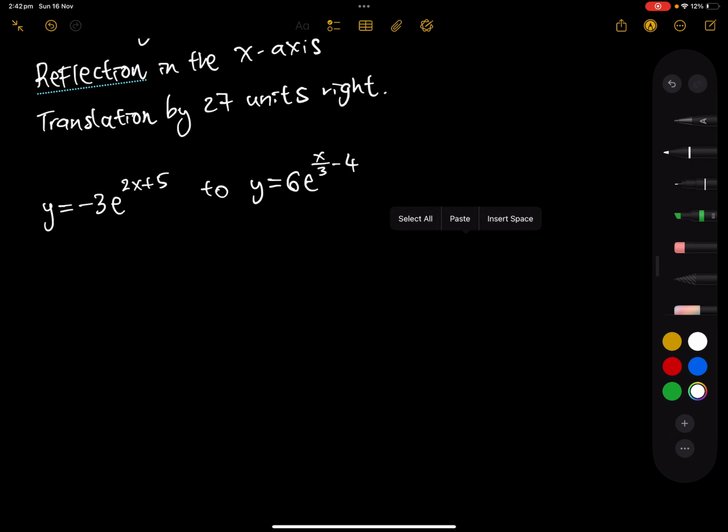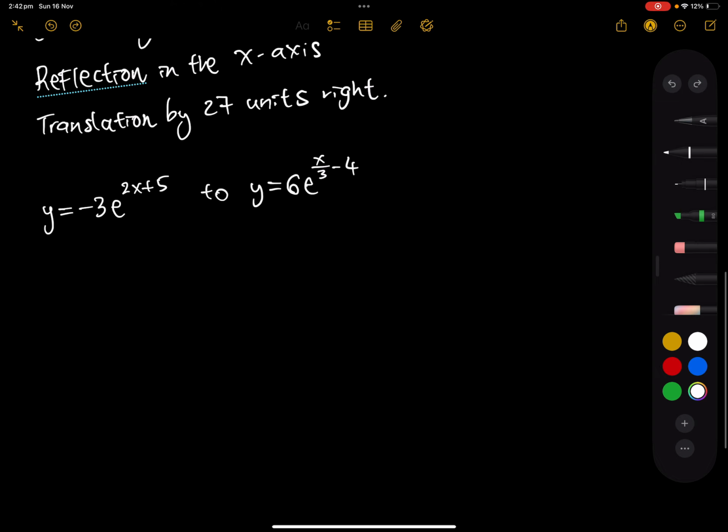So this method involves deducing our transformation by comparing our original function to our image function. First, let us start off with our dilations as usual. How do we go from -3 to 6? Since we're starting with dilation, let's only focus on the 3 right here and leave the negative sign for now. So how do we go from 3 to 6? We simply multiply by 2, right?